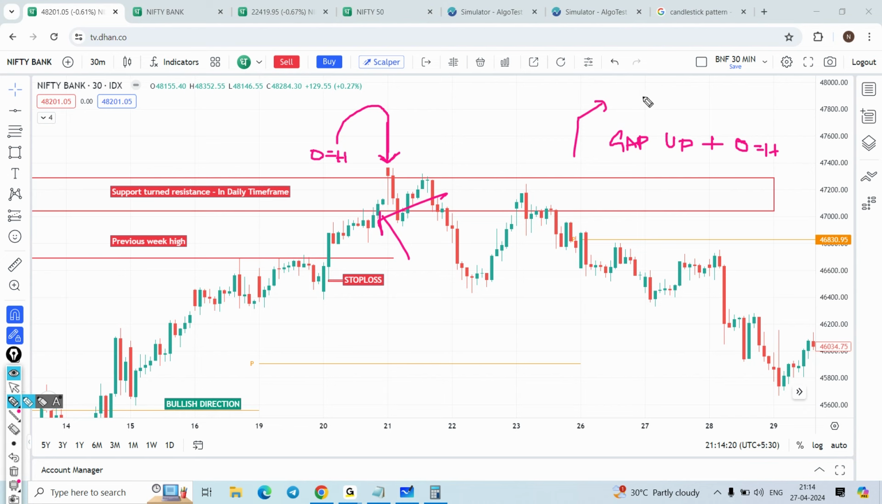Gap up opening. Is a gap up opening favorable, done by bulls or bears? Very basic question. Let me know in the chat box. Gap up opening is done by bulls or bears?